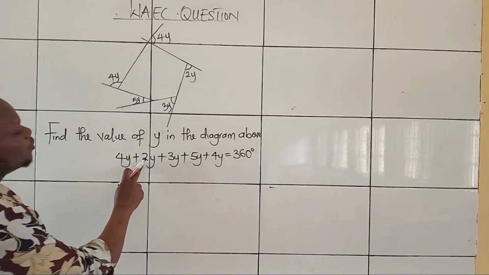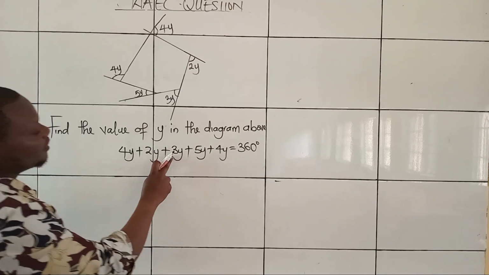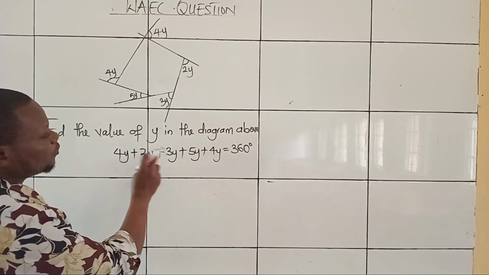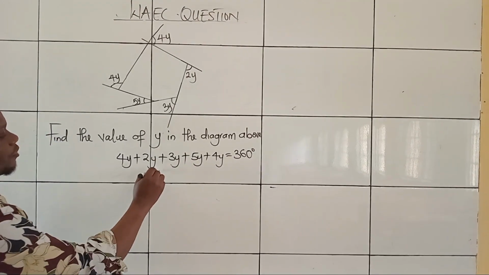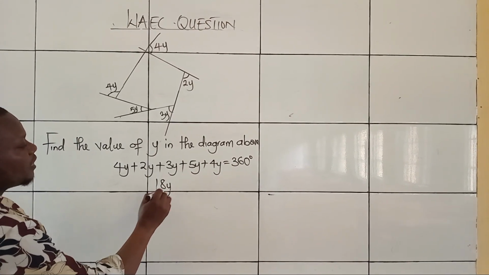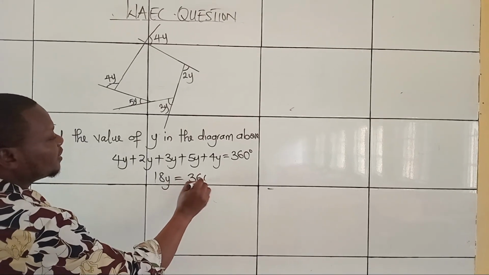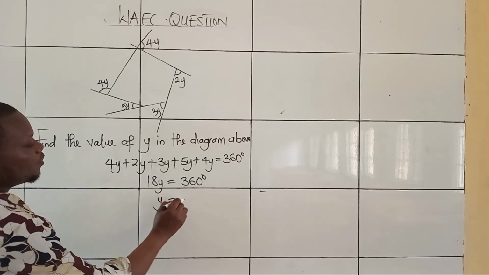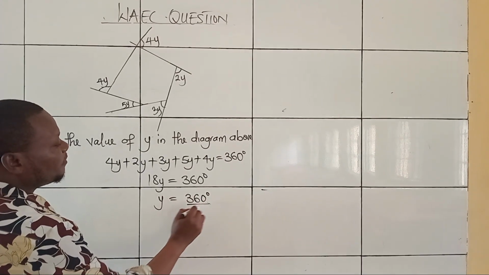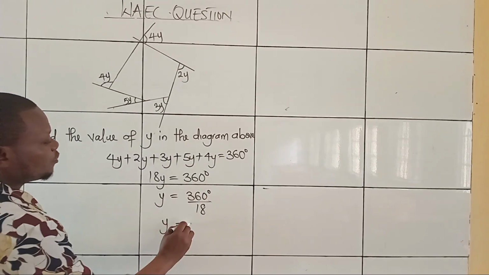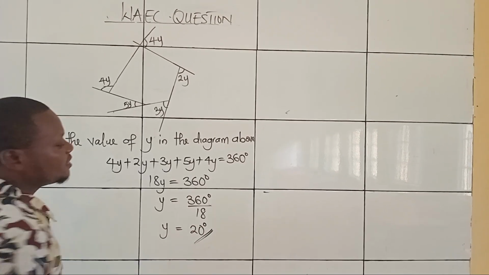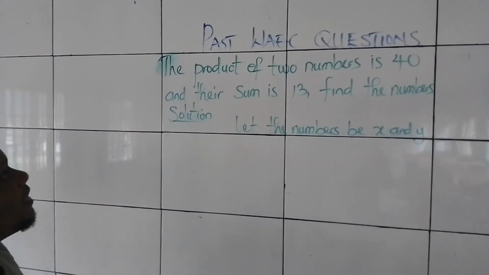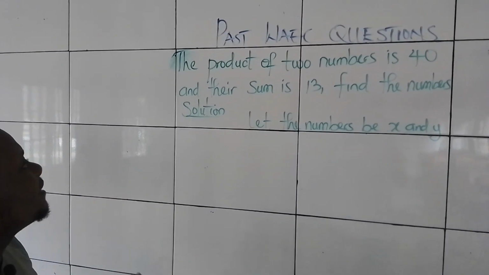So 4 plus 2 is 6, plus 3 is... so everything here, 4 plus 2 plus 3 plus 5 plus 4 will give us 18y equals 360 degrees. From here we divide both sides by 18. So y equals 360 degrees divided by 18, and y equals 20 degrees. And that's the answer.